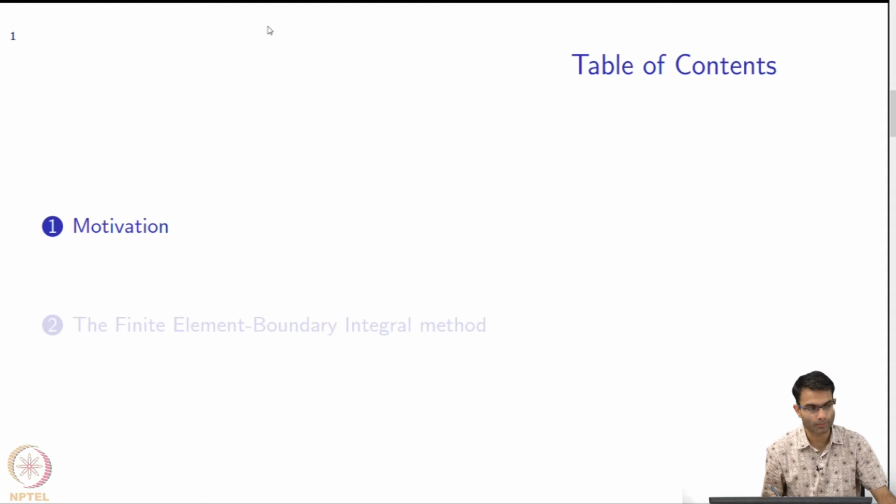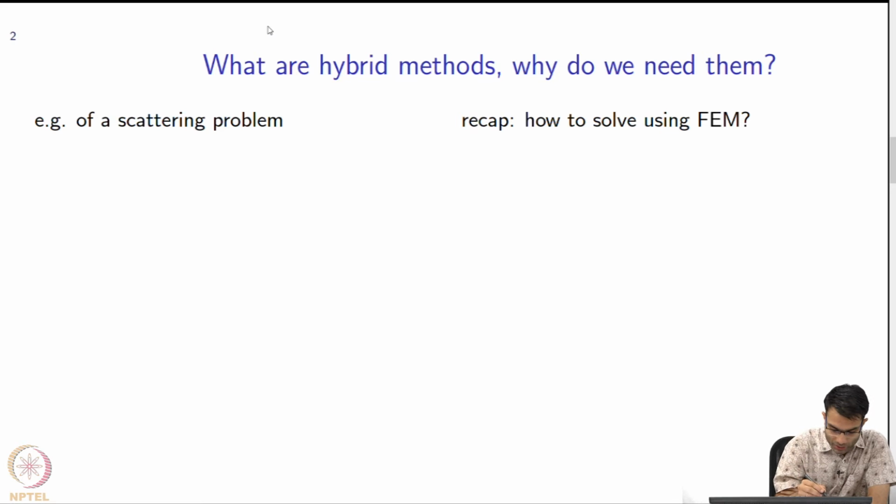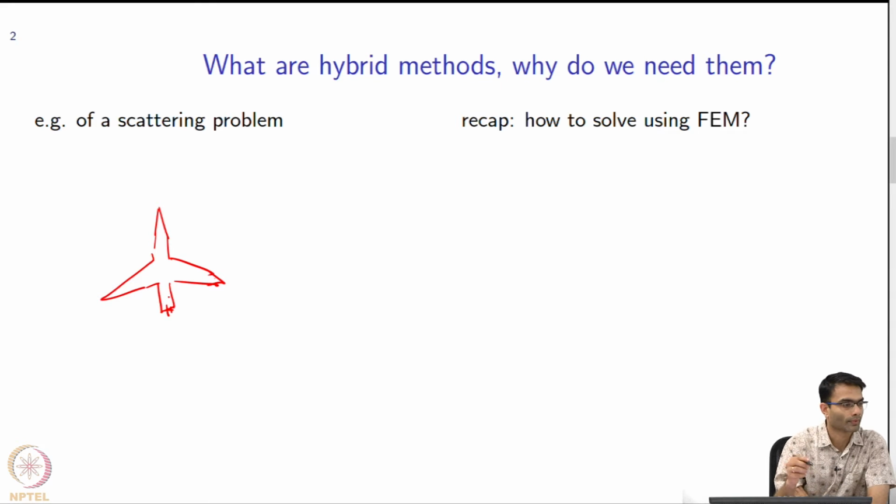So let's try to motivate the more specific reasoning behind this. So what are these methods and why do we need them? We can take any example. A particular example that I will take is that of a scattering problem. A typical problem is, for example, there is an aircraft, right? This is supposed to be an aircraft, and it has some various components inside it. And what are we trying to do? We are trying to find out the RCS of this object.